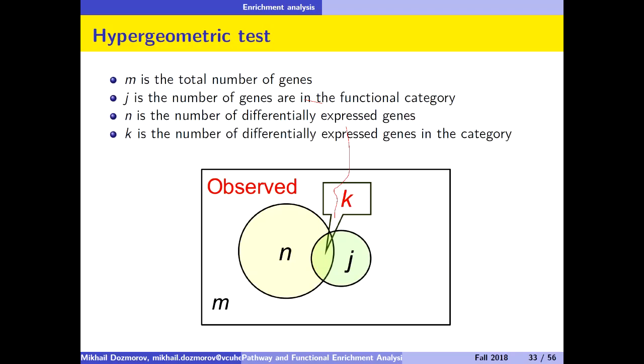That's your universal genes. Out of these universal genes, let's talk about N. N is the number of differentially expressed genes. This is your N. You identify your differentially expressed genes. You also have J genes. It's the number of genes in the functional category. Think about it. Those are our hypoxia pathway genes. And K genes is the number of overlap. How many genes are differentially expressed and in the hypoxia pathway. That's all you need to perform hypergeometric test.